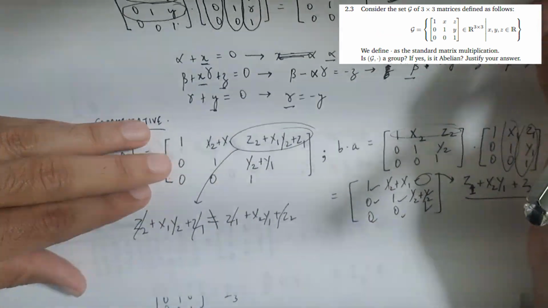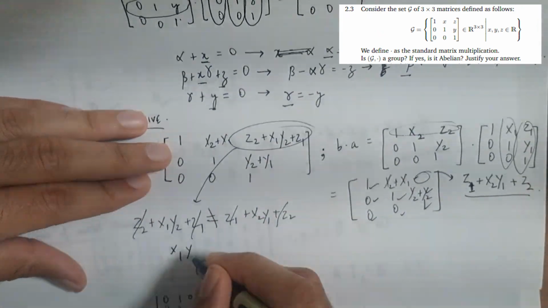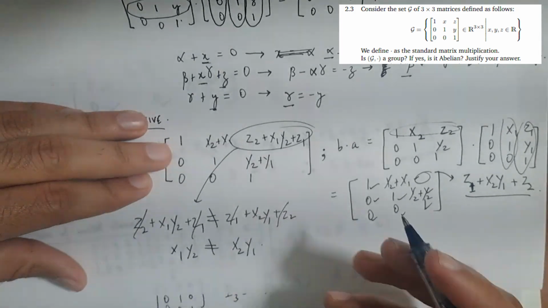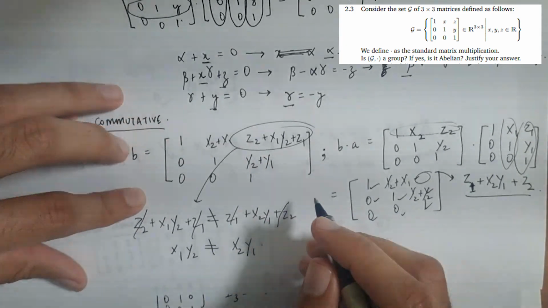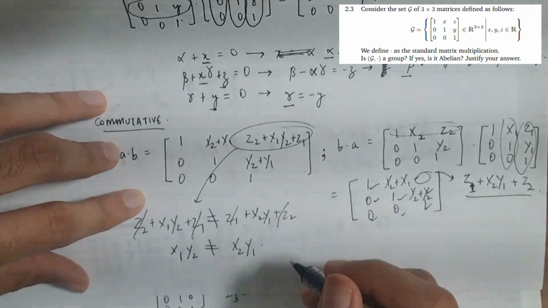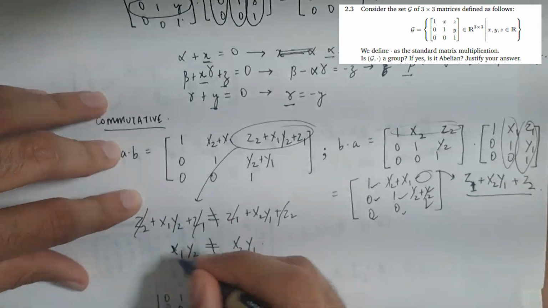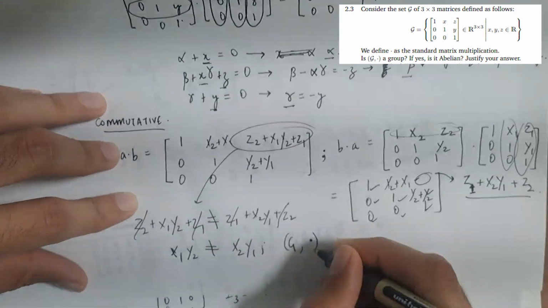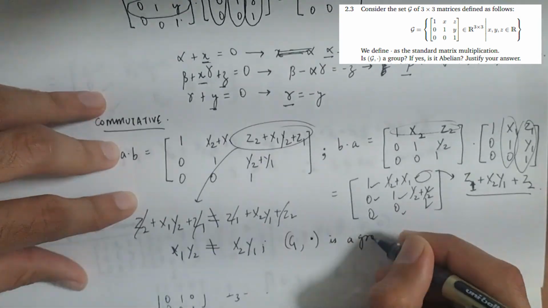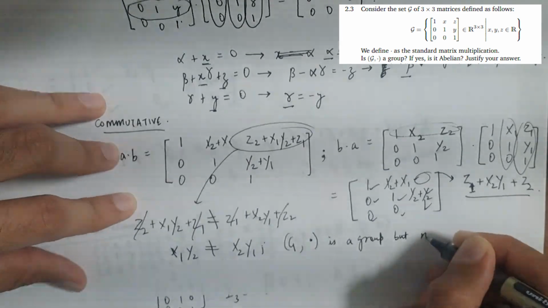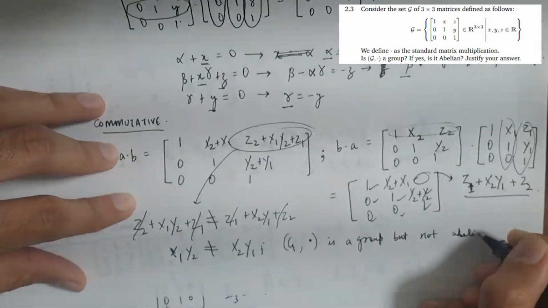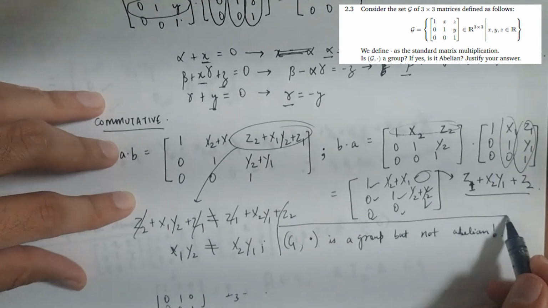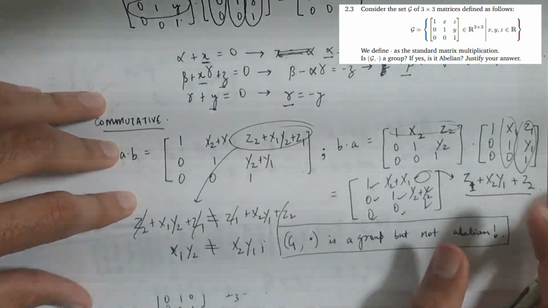However, x1 y2 is not equal to x2 y1. It might be, in the cases that it is, you have a subset of the group which is abelian, but for this group, the set G dot is a group, not abelian. So this is our answer, as it is not commutative.